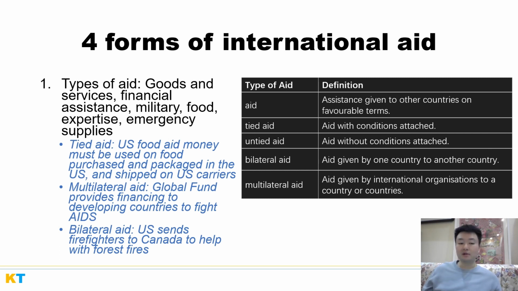An example of multilateral aid would be something like the Global Fund, which is an organization that fights diseases. And if they provide financing to a developing country to fight AIDS, that would be an example of multilateral aid. Bilateral aid would be an example of the US sending firefighters to Canada to help with forest fires.